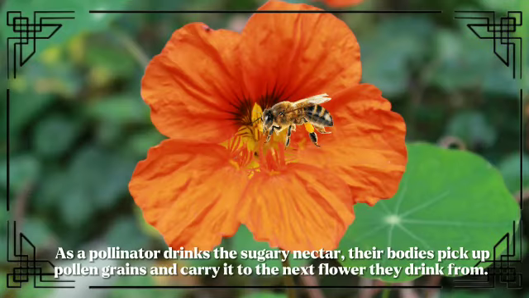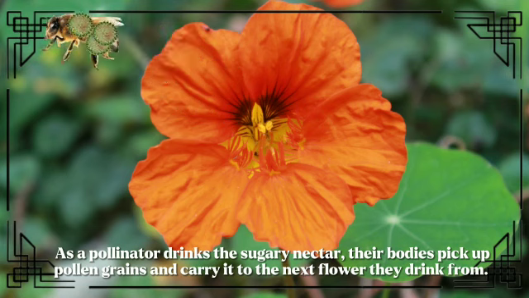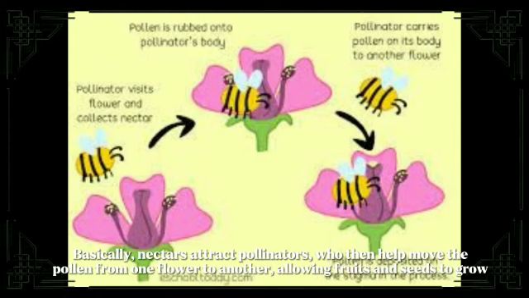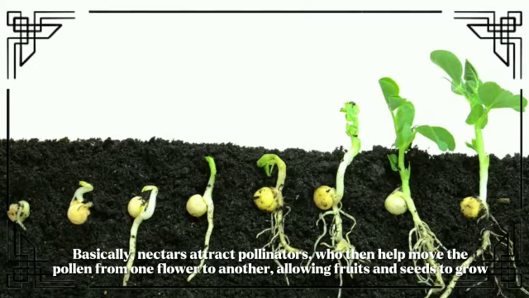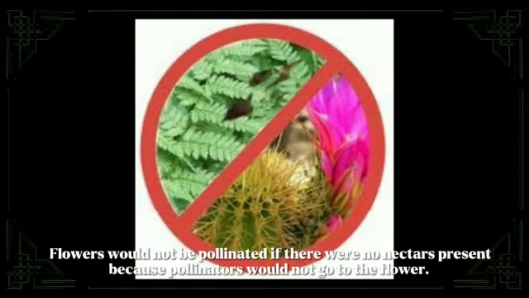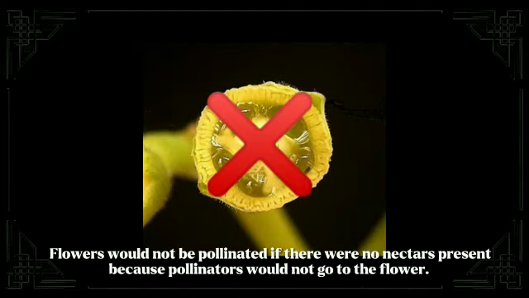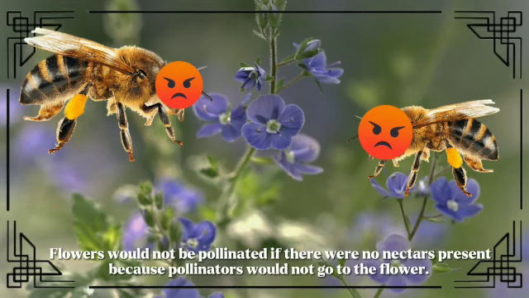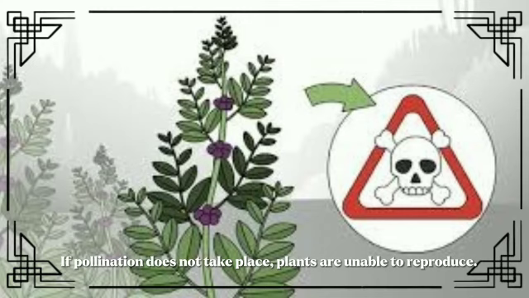As a pollinator drinks the sugary nectar, their bodies pick up pollen grains and carry it to the next flower they drink from. Basically, nectars attract pollinators who then help move the pollen from one flower to another, allowing fruits and seeds to grow. Flowers would not be pollinated if there were no nectars present, because pollinators would not go to the flower. If pollination does not take place, plants are unable to reproduce.